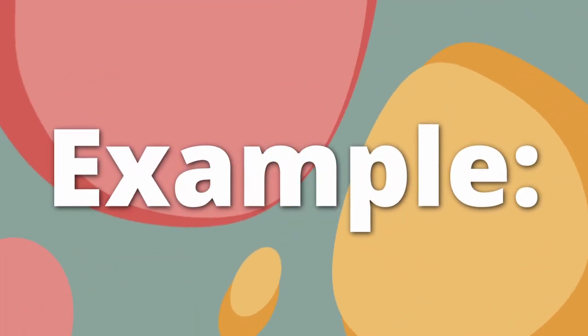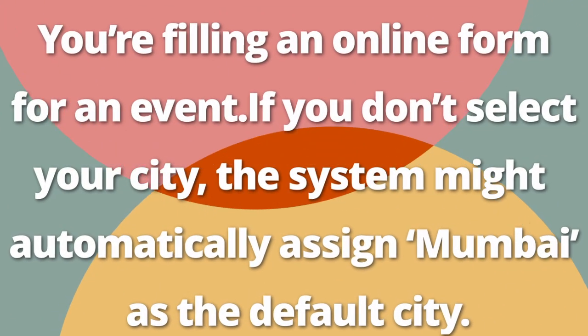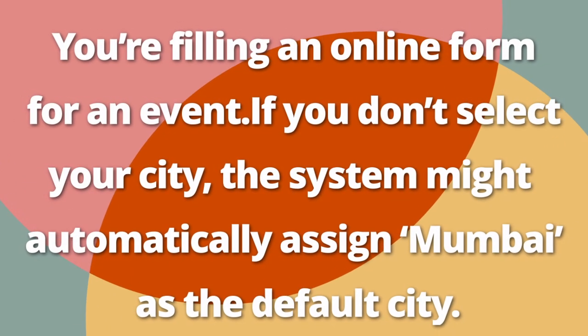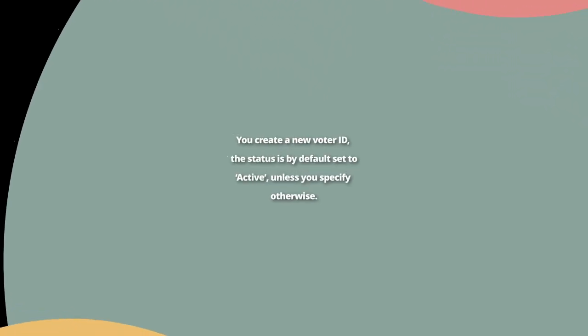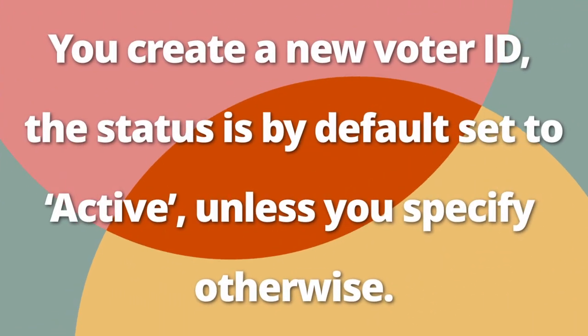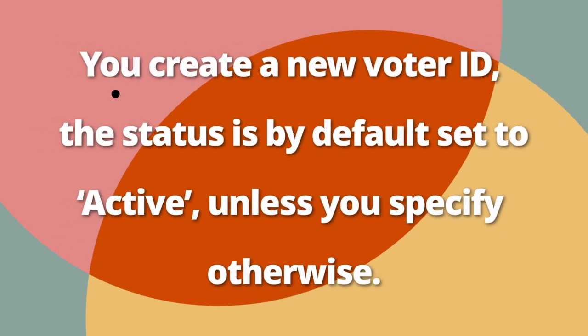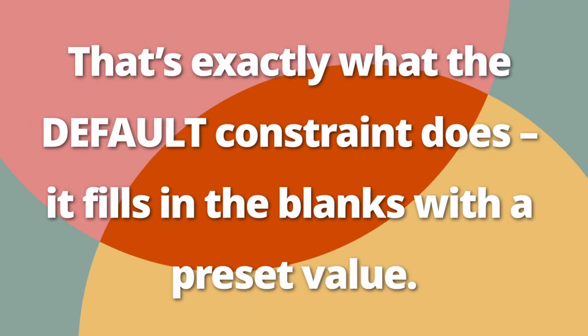Let's understand with a real life example. Imagine you are filling an online form for an event. If you don't select your city, the system might automatically assign Mumbai as your default city. Similarly, when you create a new voter ID, the status is by default saved as active unless you specify otherwise. And that's exactly what the default constraint does. It fills in the blank with a preset value.